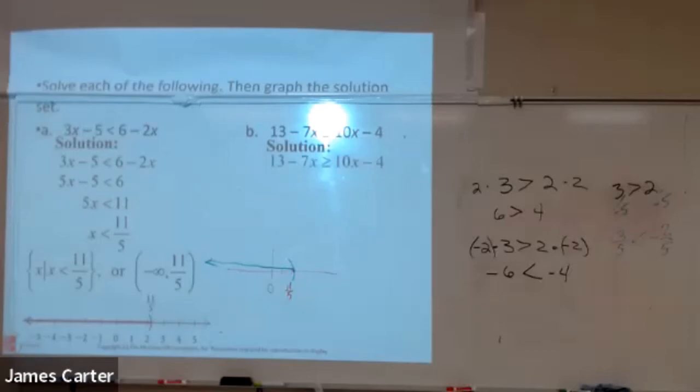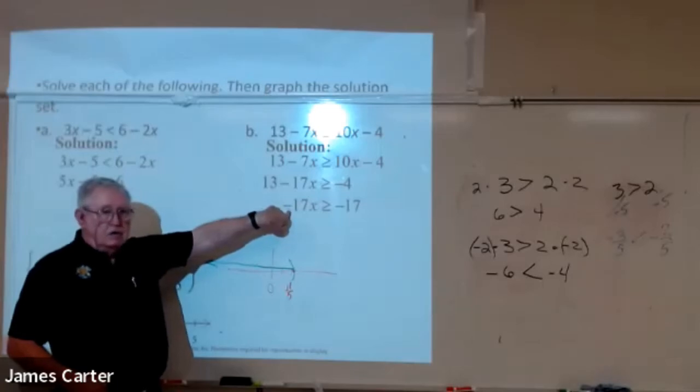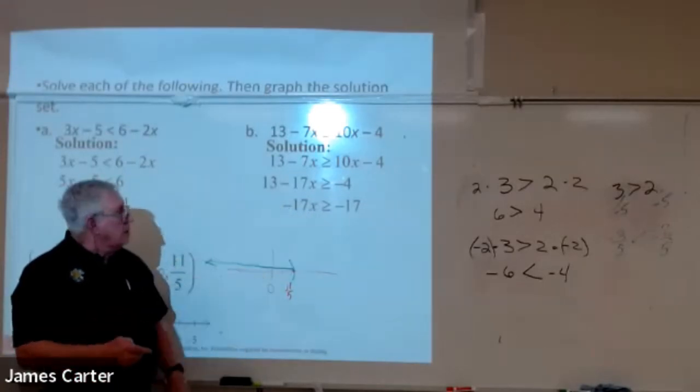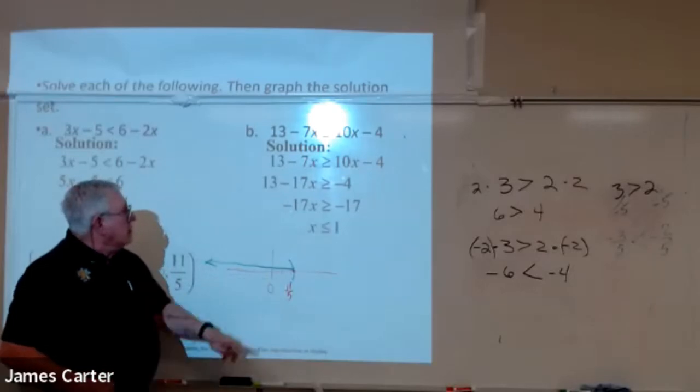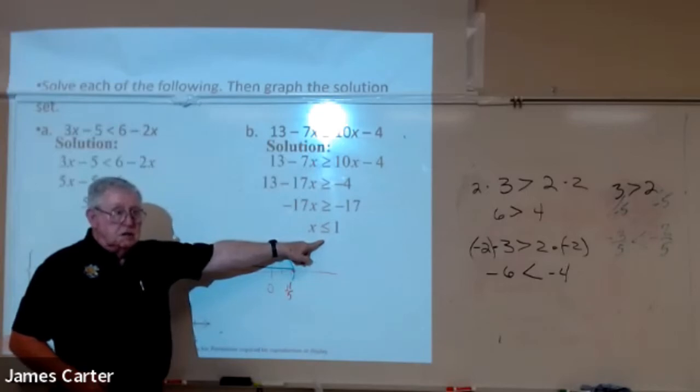Okay, here's the next problem. Same kind of steps. We've got an or equal this time. Well, we got all the variables on one side. Now we're going to get all the numbers on the other side. We're going to divide by a negative. So what's that going to do to this symbol? It's going to flip it. So it did. And here's where you show the difference.